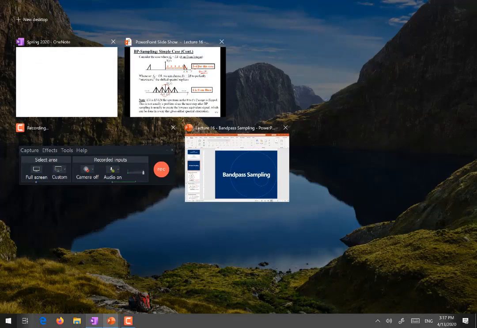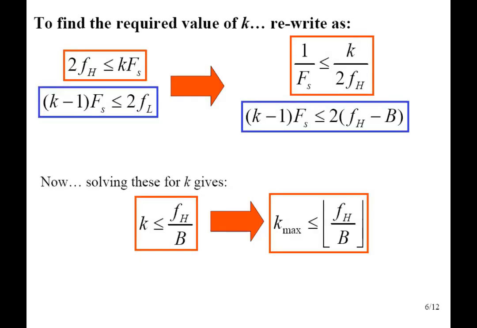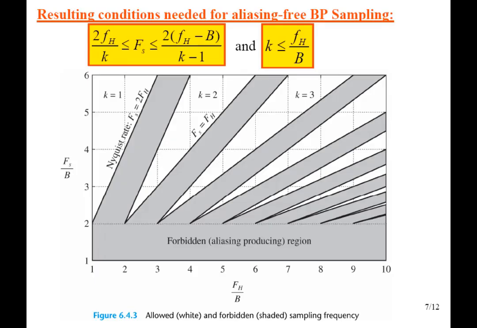Now we see what is happening here. We have actually got two conditions. The first condition is this one, which is k max less than or equal to fh over b, and the second condition, which is necessary to select the sampling rate, is this one: fs is greater than or equal to 2fh over k, and fs is less than or equal to 2fh minus b over k minus 1.